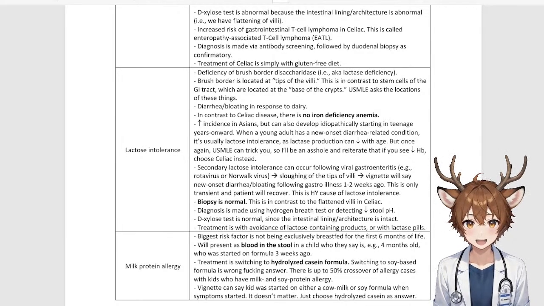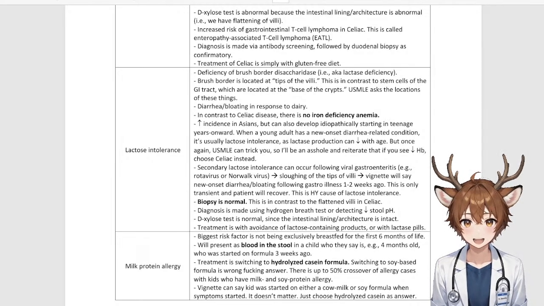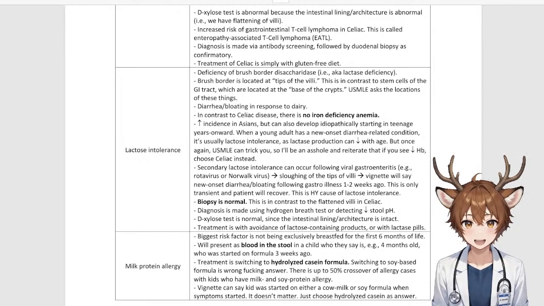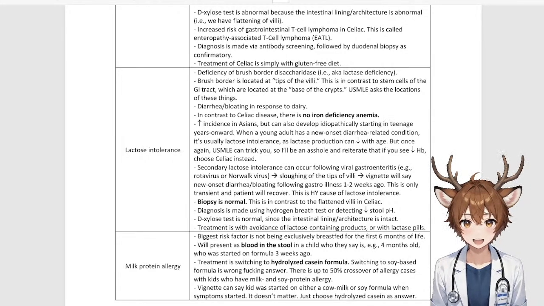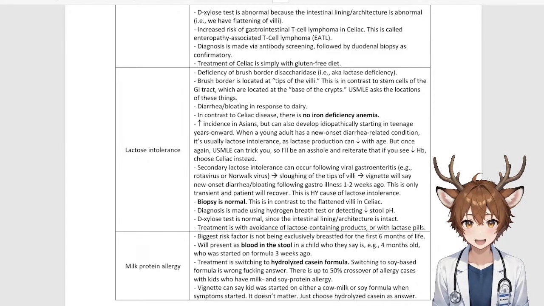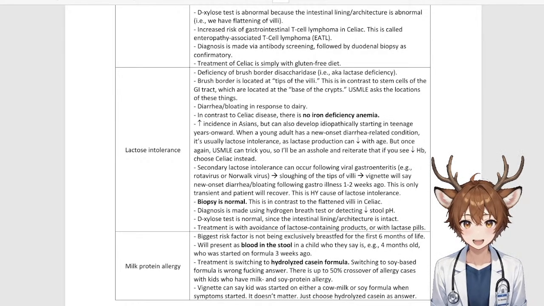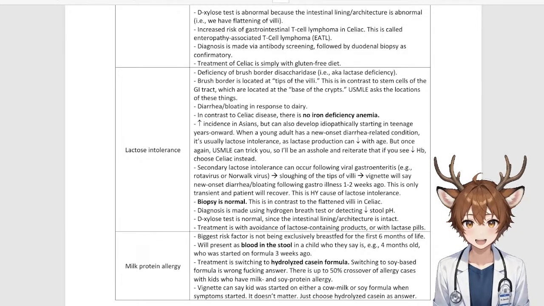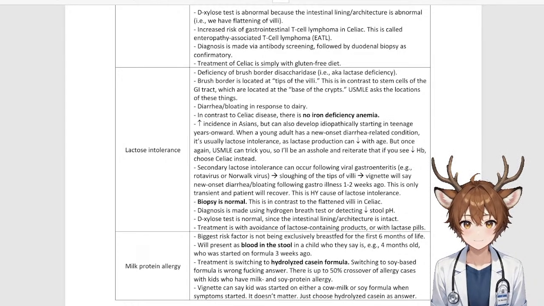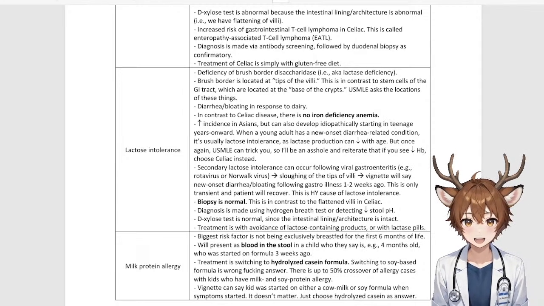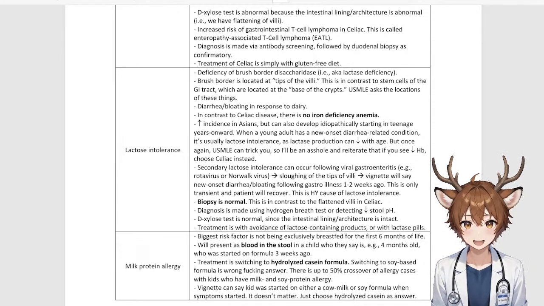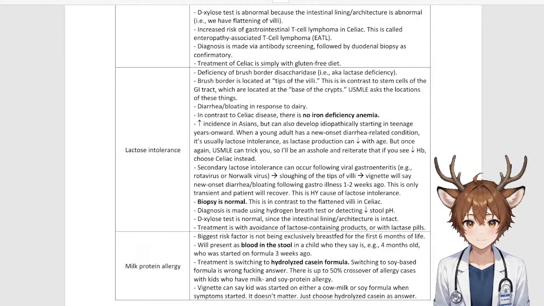Secondary lactose intolerance can occur following a viral gastroenteritis, for example, rotavirus or Norwalk virus. There is sloughing of the tips of the villi, and the vignette will say new onset diarrhea/bloating following a gastro illness 1 to 2 weeks ago. This is only transient and the patient will recover. This is high yield because of the lactose intolerance. Biopsy is normal, in contrast to the flattened villi in celiac disease. Diagnosis is made using a hydrogen breath test or detecting decreased pH in the stool.